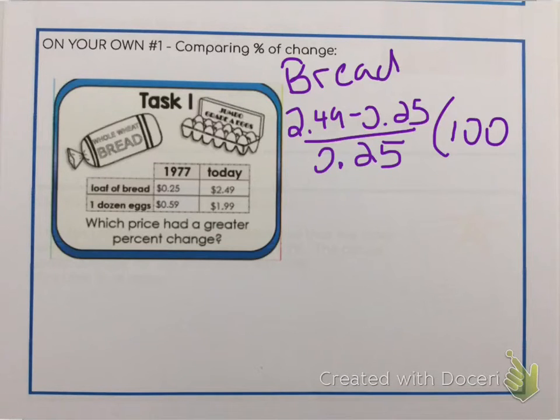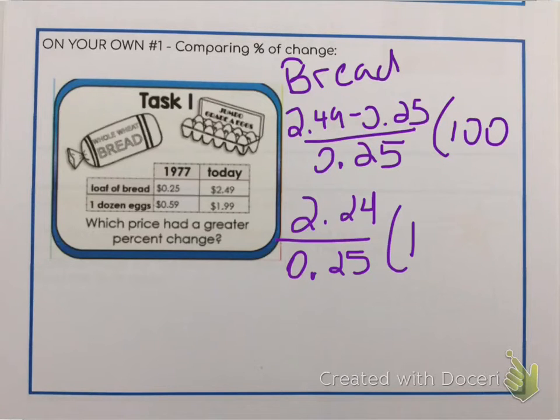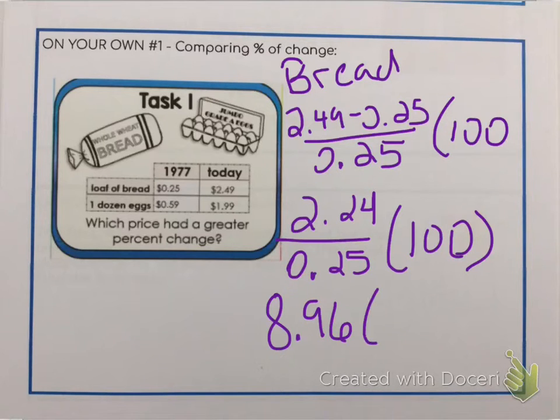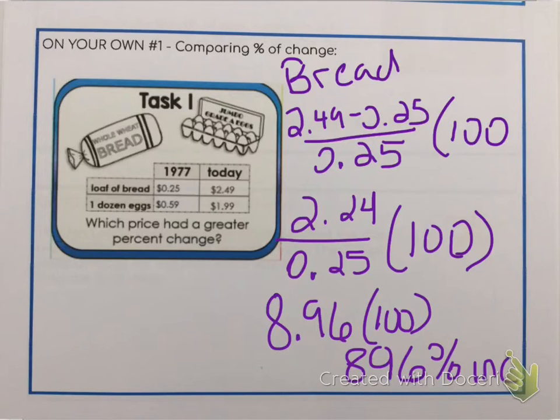When you subtract 2.49 and 25 hundredths, you get 2 and 24 hundredths. Okay, and again, you could use a calculator for all of this. And you're going to divide that by the original of 25 hundredths and then multiply that by 100. Okay, 2 and 24 hundredths divided by 25 hundredths gives you 8 and 96 hundredths. And when you multiply that by 100, you get your percent of change, which is 896% increase. Okay, so that is the percent of change for the bread.